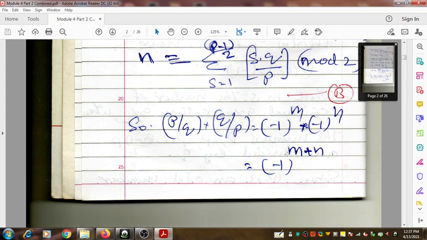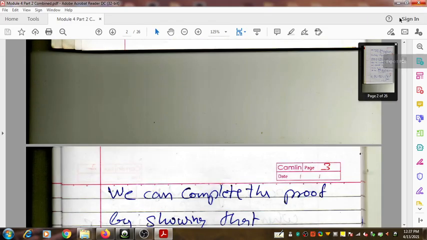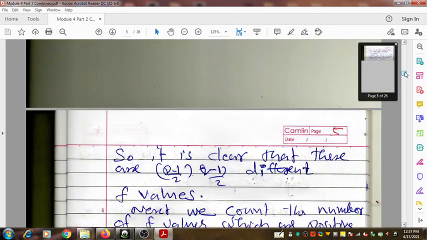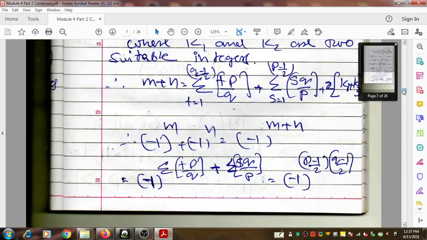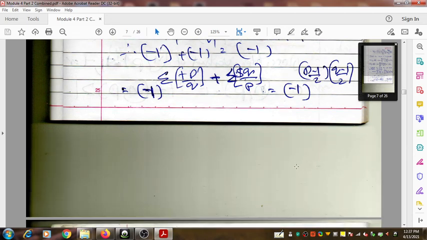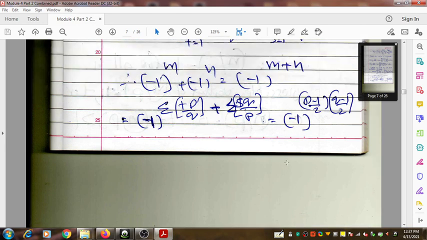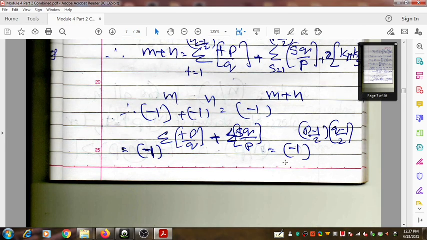So we have now obtained that minus 1 raised to m plus n is equal to minus 1 raised to (p minus 1)/2 into (q minus 1)/2, and thus we have completed the steps of the proof. So this is the end of that proof. Thank you.